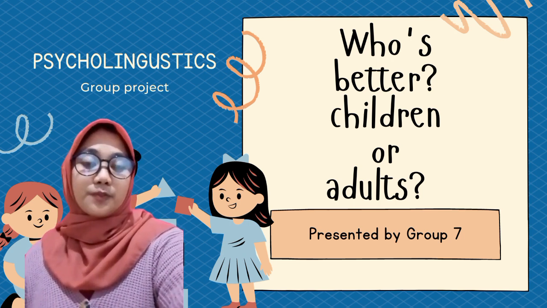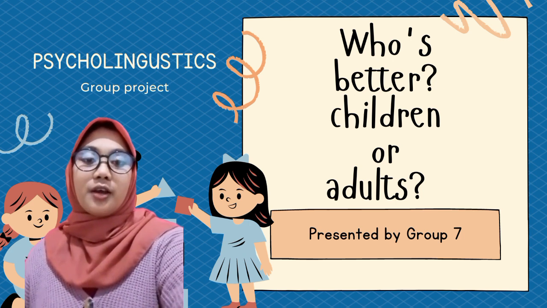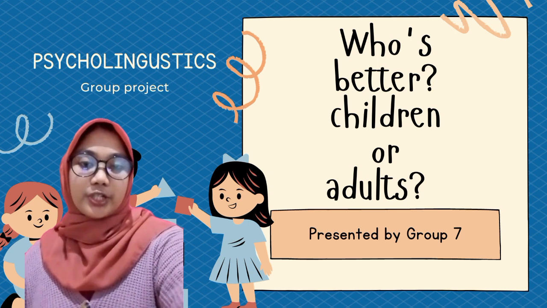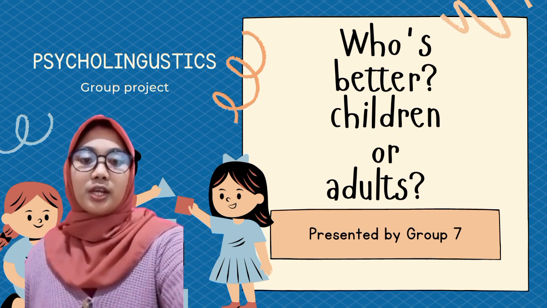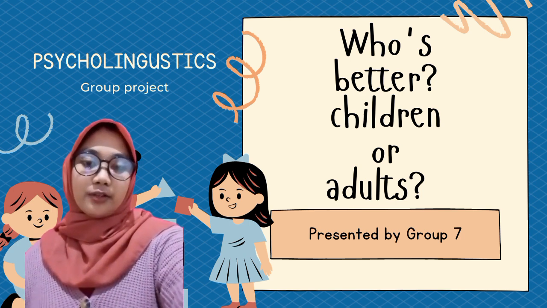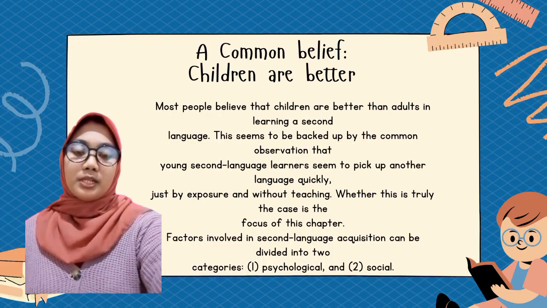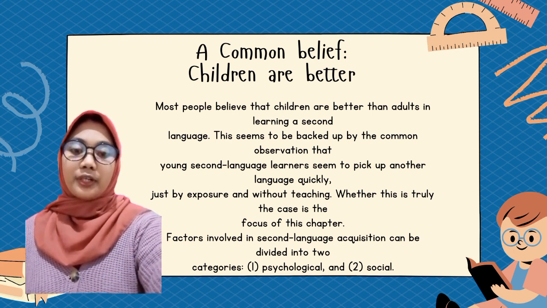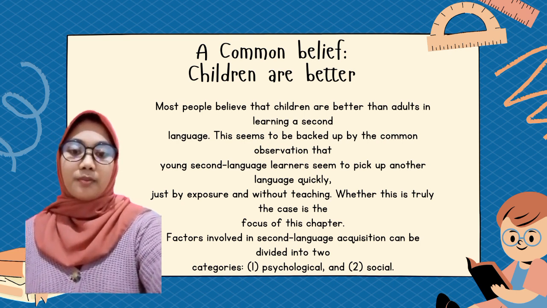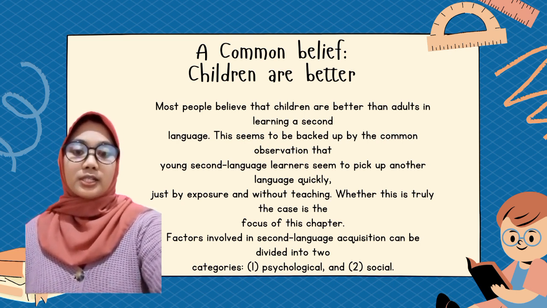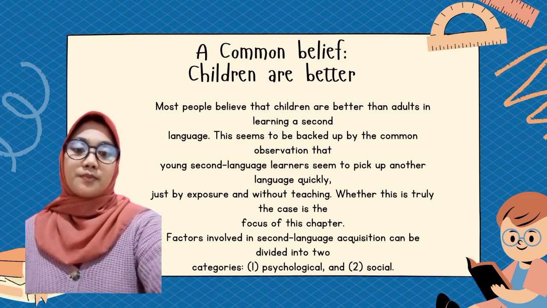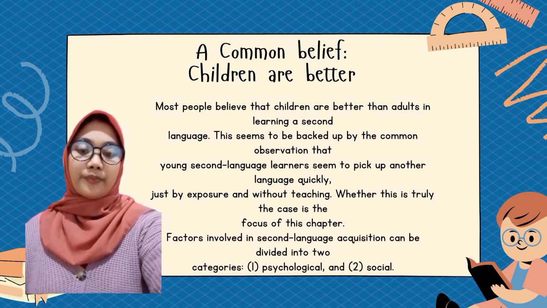Well, the topic of this presentation today is children versus adults in second language education, acquisition. 1. Social situation affecting second language learning. 2. Who is better, children or adults? Most people believe that children are better than adults in learning a second language. This seems to be backed up by the common observation that young second language learners seem to pick up another language quickly, just by exposure and without teaching.